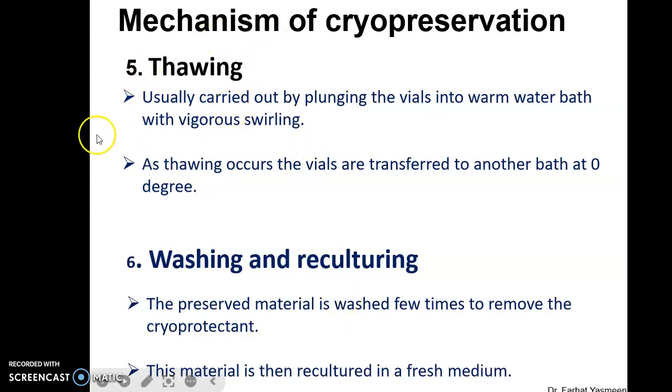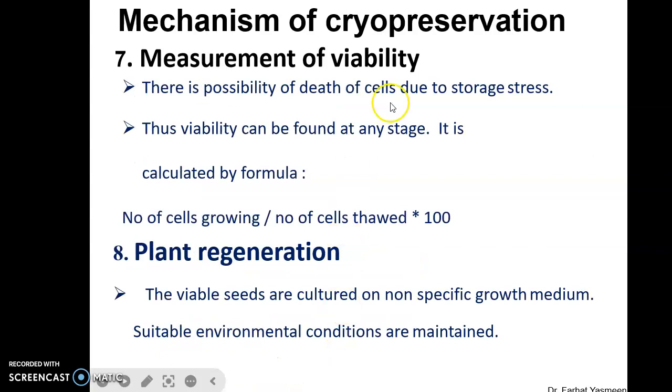Then thawing is usually carried out by plunging the vials into a warm water bath with vigorous swirling. As thawing occurs, the vials are transferred to another bath at 0 degrees. Then washing and reculturing is done. The preserved material is washed a few times to remove the cryoprotectants, and then the material is recultured in fresh medium.